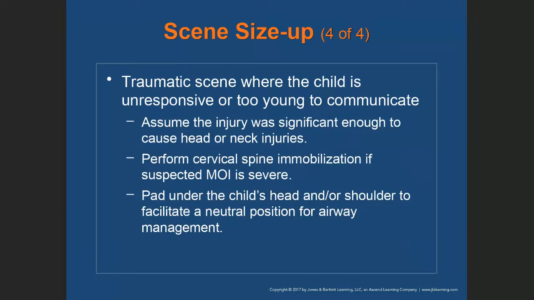Traumatic scene where the child is unresponsive or too young to communicate. Assume the injury was significant enough to cause a head or neck injury. Perform cervical spine immobilization if suspected MOI is severe. Pad under the child's head and or shoulder to facilitate a neutral position for airway management, especially in your younger pediatric age group, like your preschool down.